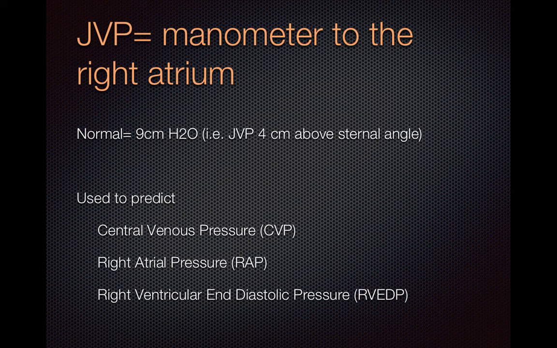The use of JVP to estimate central venous pressure was first described by Sir Thomas Lewis in 1930. Since this time, the JVP has been considered to be the manometer to the right atrium. When measured above the angle of the manubrium, 5 centimeters should be added to the JVP measurement to estimate CVP, right atrial pressure, and in the absence of tricuspid regurgitation, to also predict right ventricular end diastolic pressure.